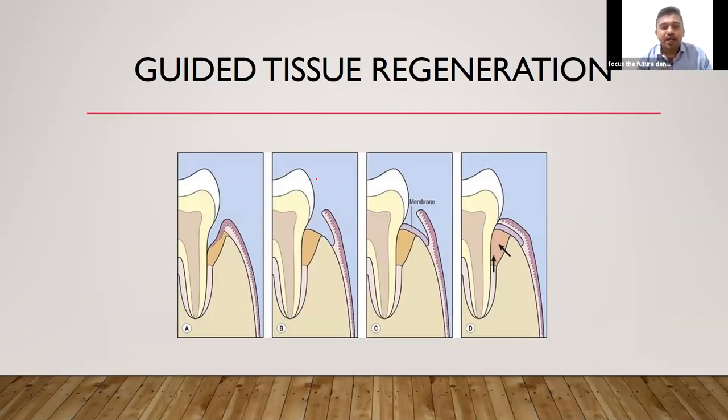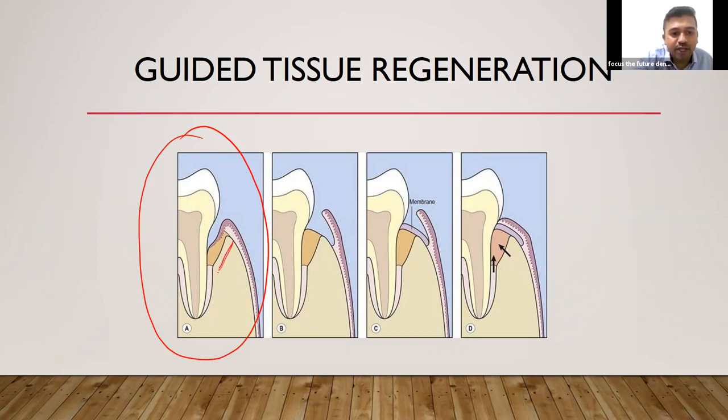Now, what is this technique? Here you can see a tooth. Is this tooth having gingivitis or periodontitis? This is the bone here. Periodontal ligaments can be seen here and a pocket formation here. I'm not drawing inside the pocket. Can you tell me, is this tooth showing gingivitis or periodontitis? Yes, it is showing periodontitis.